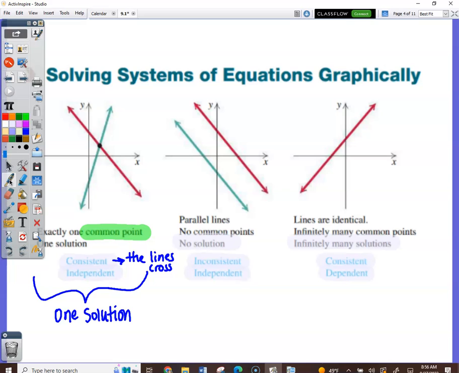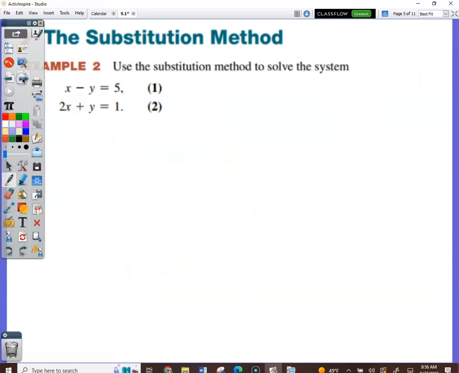All right, let's go to the next example. You are highlighting. We are using the substitution method here. You already have practiced the substitution method, so go. Remember, you want to look for the variable that has a positive 1 coefficient. That's the variable you want to get by itself because that'll make your life easier.